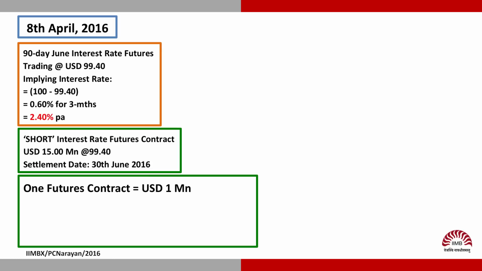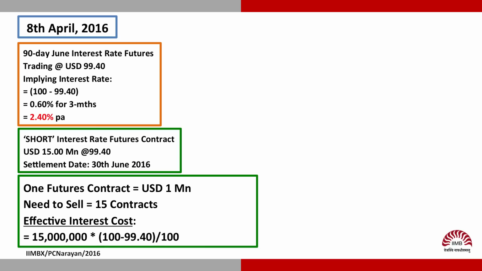Since one futures contract is equal to 1 million US dollars, the firm will be required to sell 15 contracts equivalent to US dollars 15 million, which is the loan amount, at an effective interest cost of 15 million US dollars into 100 minus 99.40 divided by 100, which is equal to 90,000 US dollars.